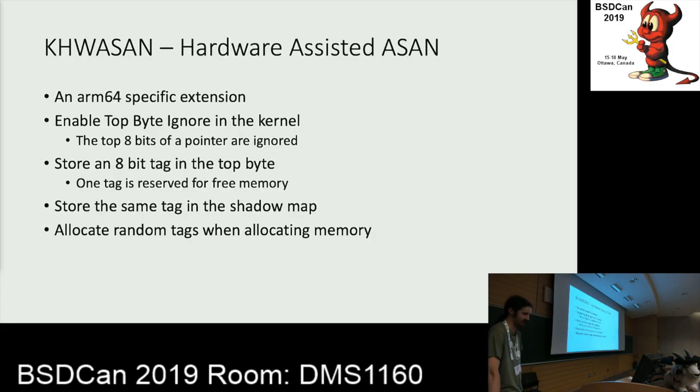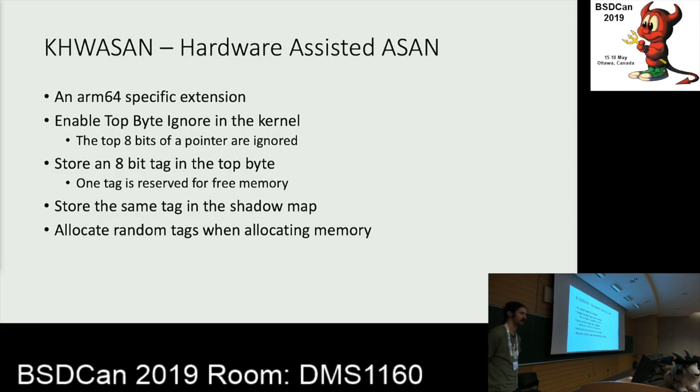So there's this other interesting ASAN implementation that Google came out with, which is a hardware-assisted version. This is ARM64 specific, because it uses a feature in ARM64 called top byte ignore, which basically means you can put any value you want into the top 8 bits of the address that you're loading or storing through, and the hardware will just ignore it. It looks at bit 55, I think, of the address, and extends that up. So it doesn't matter what you put in there, the hardware just ignores the value.